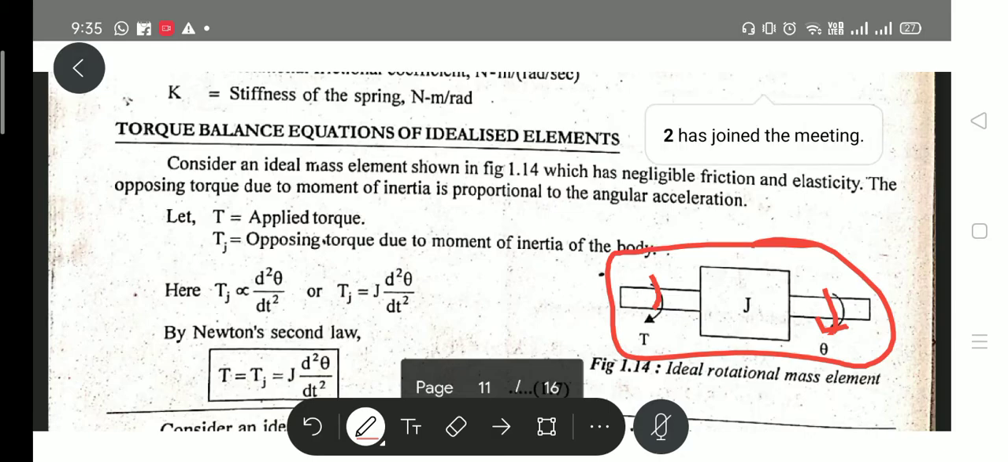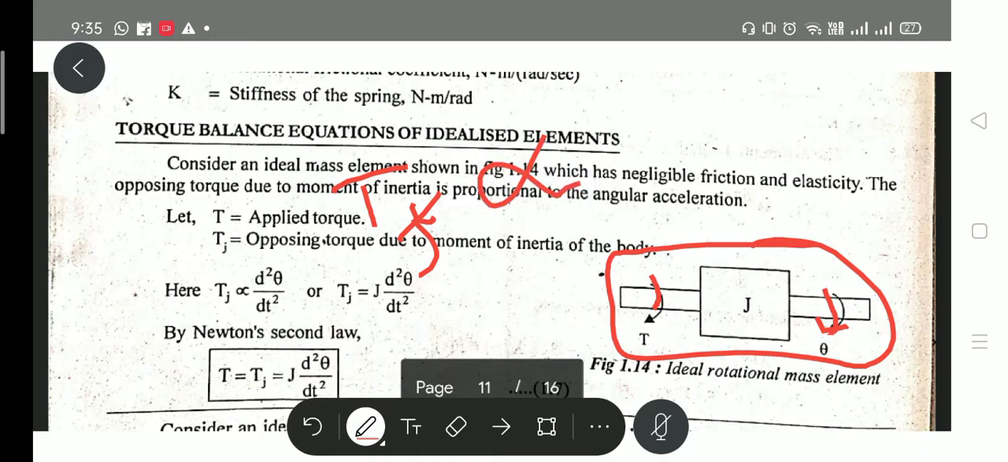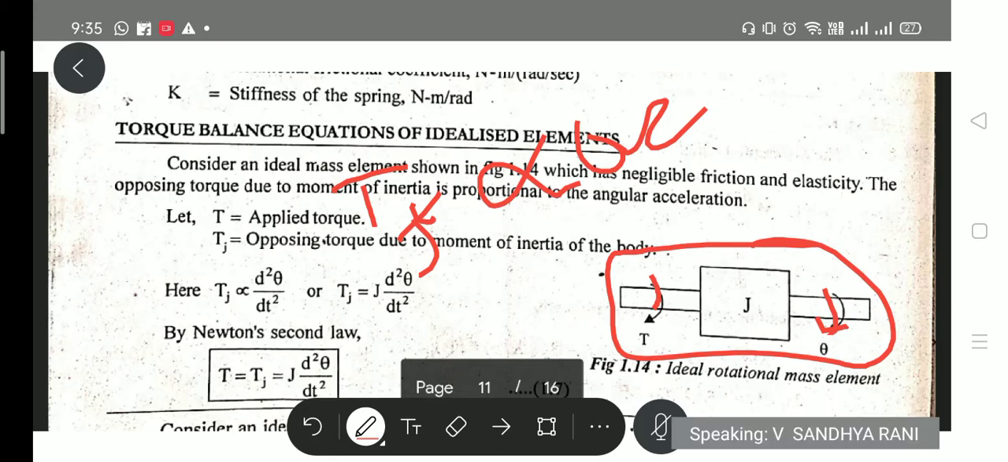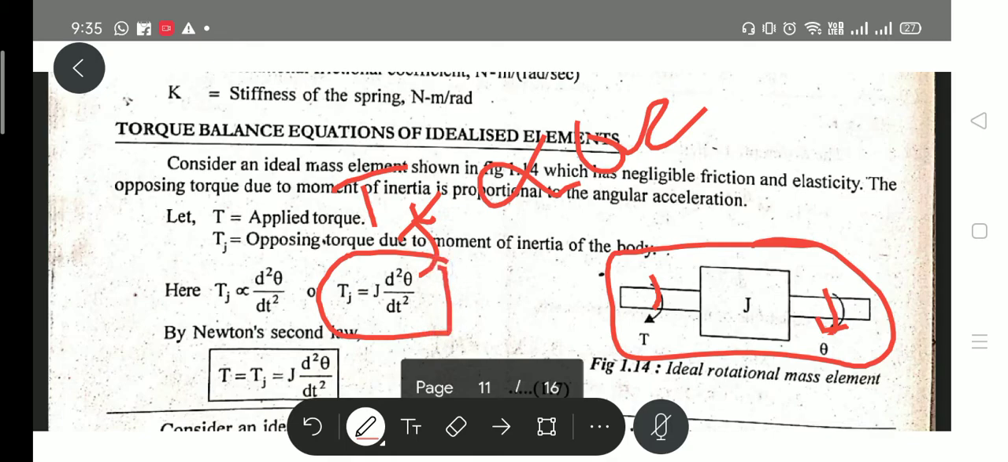Tj is proportional to the acceleration. Acceleration means d square theta by dt square. So Tj is equal to J into d square theta by dt square, taking J as the proportional constant. This is the torque balance equation for the moment of inertia.